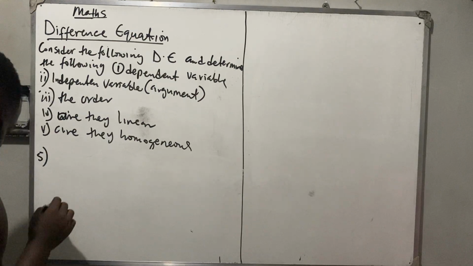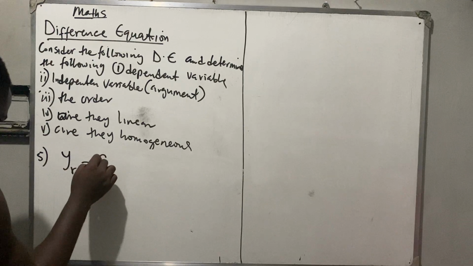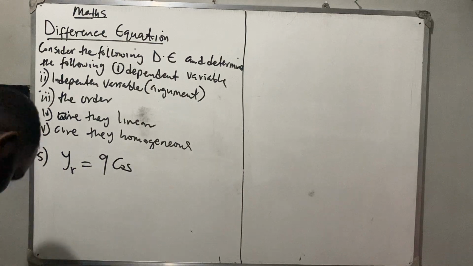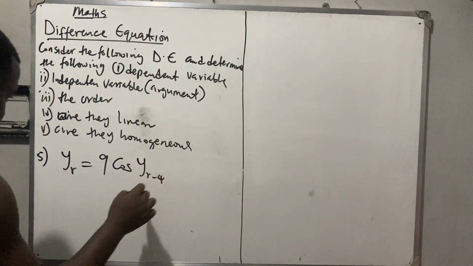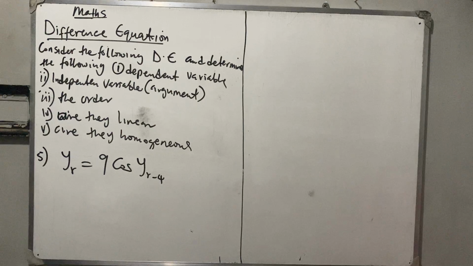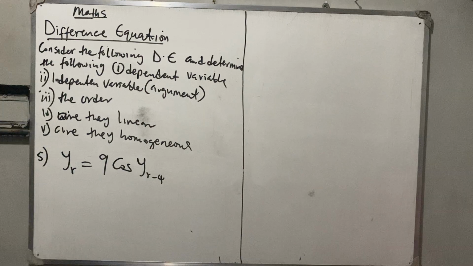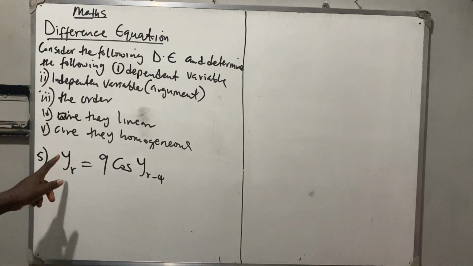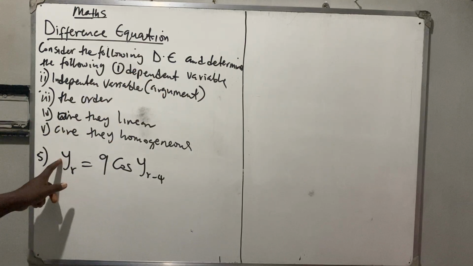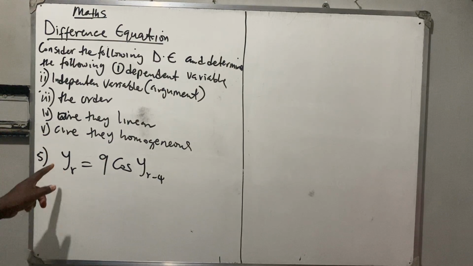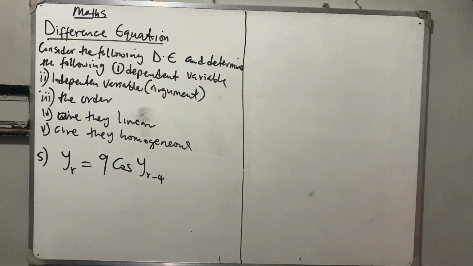So question number 5 said that y_r is equal to 9 cos y_{r-4}. Okay, let's go again. You can tell us the answer before. You can pause the video and write the answer in the comment section. Then check if it is the same with what I'm going to say now. So first of all, the dependent variable here is the big one, y, depending on r. y is the dependent variable, r is the independent variable. So is it linear? Yes, because the highest power of y is 1.